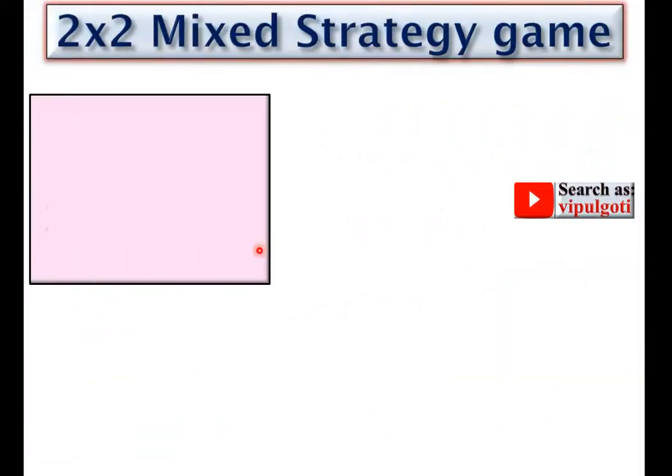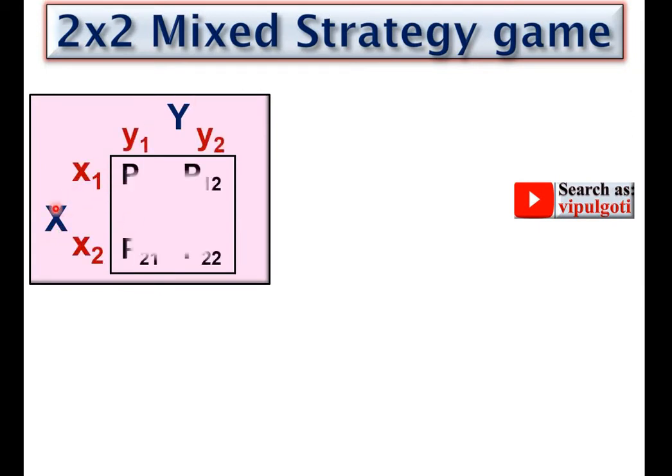So first of all, let's take the example of the game theory. The game is played between two players X and Y. Player X has two strategies X1 and X2. Player Y also has two strategies Y1 and Y2. This is the payoff matrix.